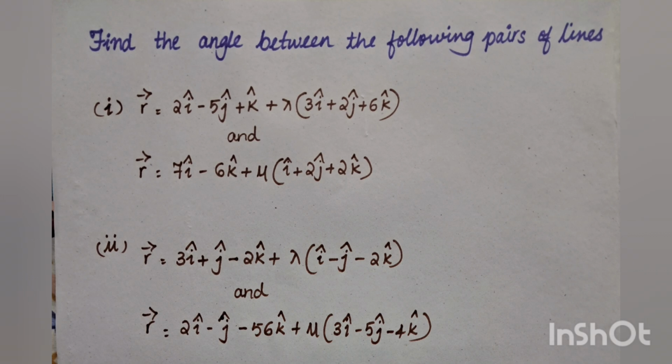So the first question is r vector is equal to 2 i cap minus 5 j cap plus 6 k cap plus lambda times 3 i cap plus 2 j cap plus 6 k cap, and r vector is equal to 7 i cap minus 6 k cap plus mu times i cap plus 2 j cap plus 2 k cap.